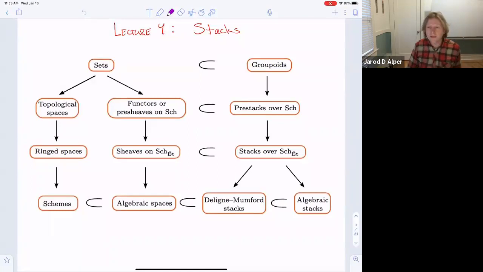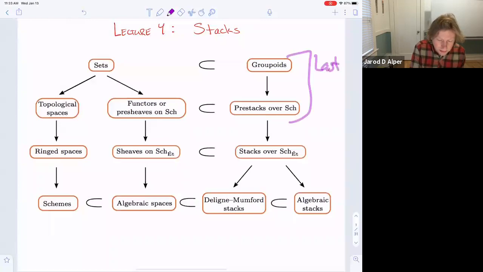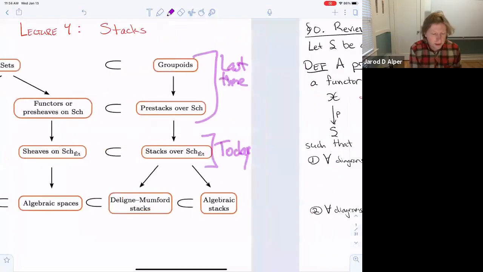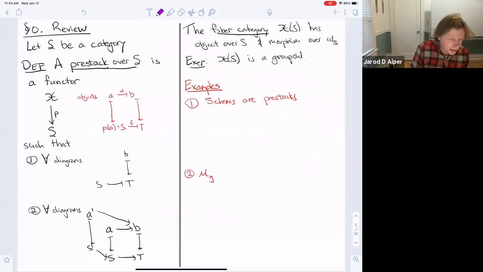This is the fourth lecture of this course on moduli and stacks. Today is an important lecture. In Monday's lecture, we covered groupoids and pre-stacks, which I'll quickly review. But then today we're going to introduce probably the most important notion of the class, of pre-stacks. But let's first give a quick recap of what we did last time.